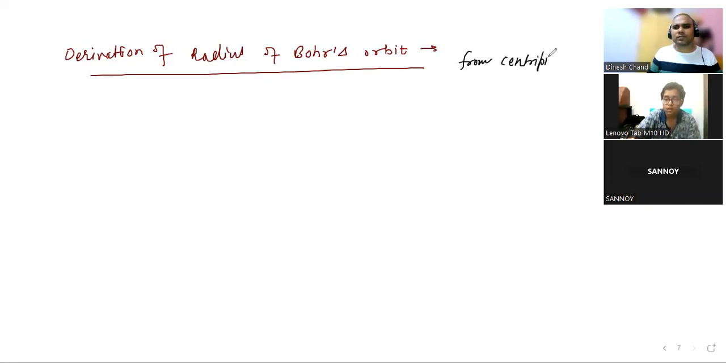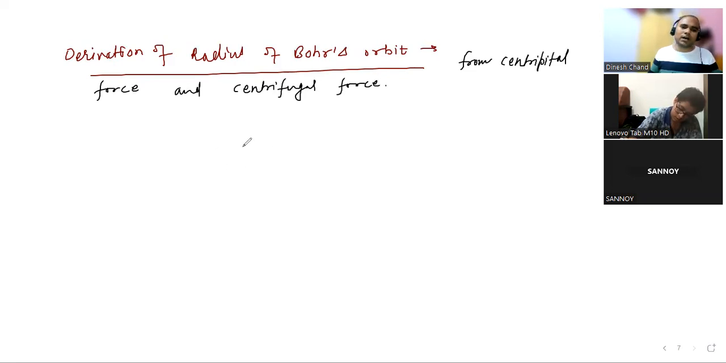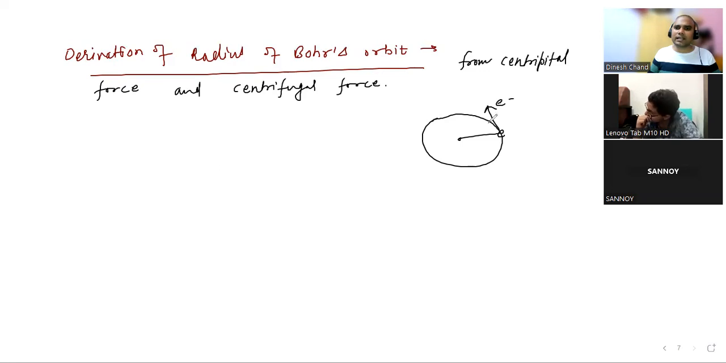Centripetal force and centrifugal force. If you talk about the force, suppose the electron is moving like that in this direction. Here is the positive charge, so it is pulling back. And since it is in motion, it is also going to go outside.